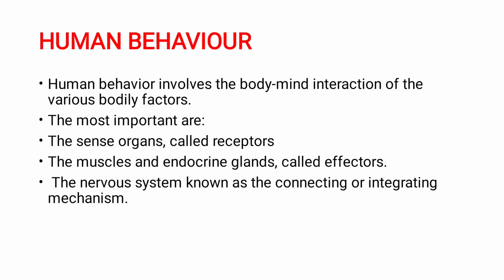So your sense organs, the nerves will be going to the brain, and from the brain, it is sending signals to the muscles as well as the endocrine glands in order to act accordingly. So your nervous system is a connection between these two things. The most important things responsible for human behavior are the sense organs, mainly called the receptors, the muscles and endocrine glands called effectors, and the nervous system known as the connecting or integrating mechanism.